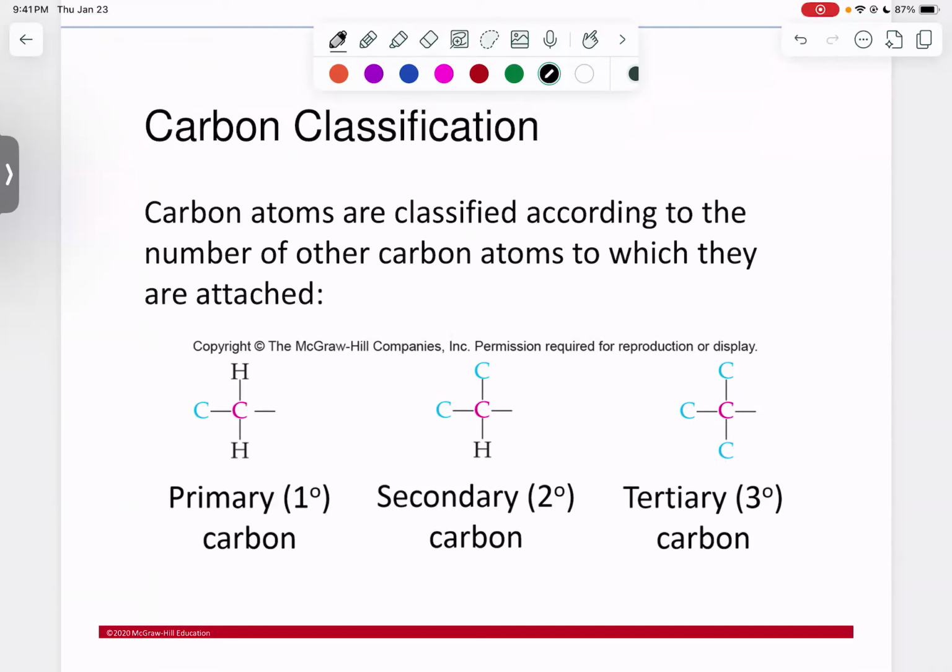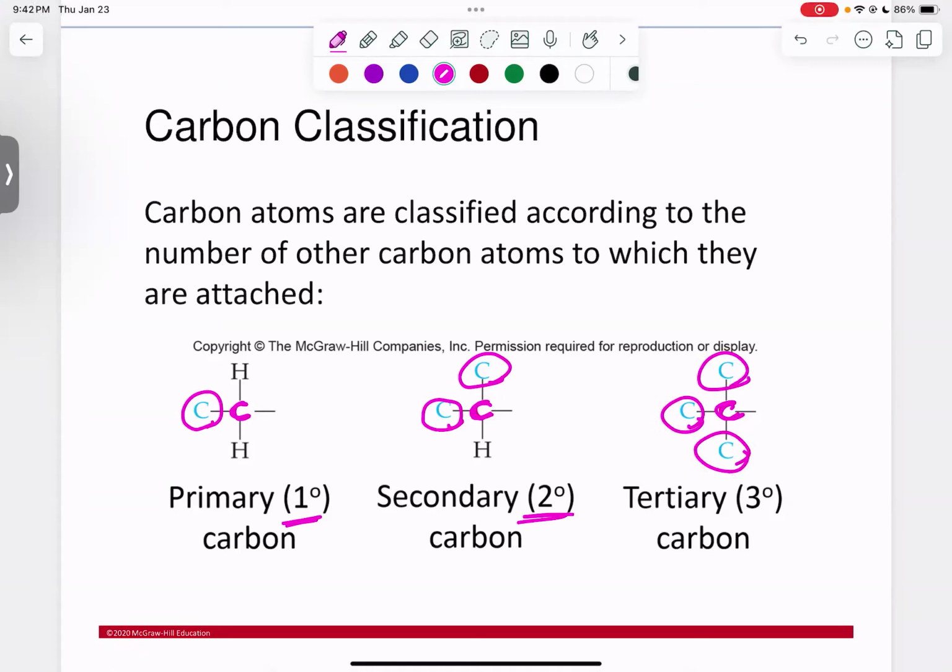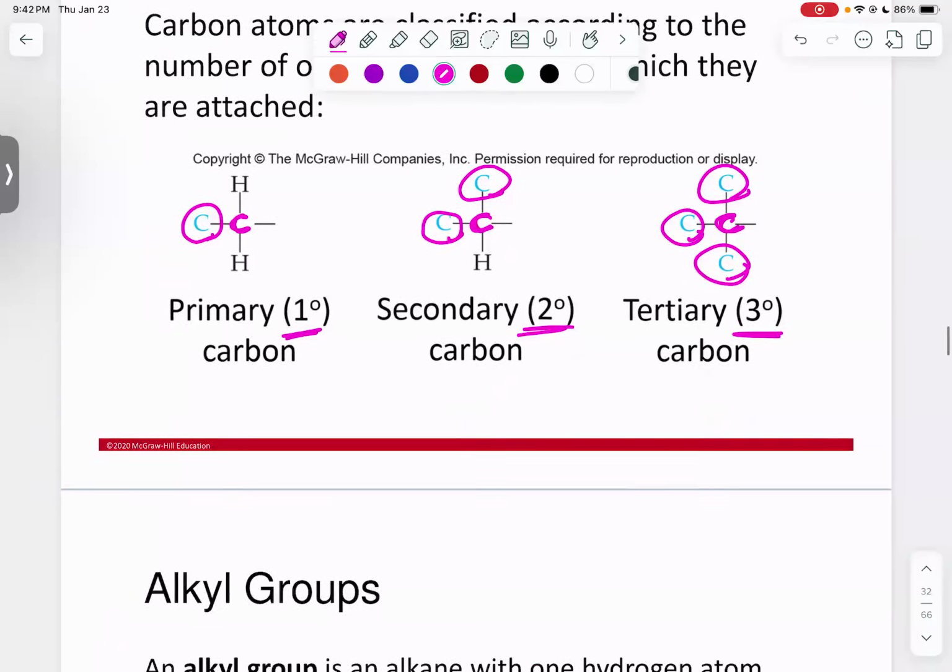So if we look at the pink carbons in each of these examples, my pink carbon in this case, here's my pink carbon, is attached to only one other carbon. So we call it a primary carbon. Here, my pink carbon is attached to two other carbons, so it's a secondary carbon. Here, my pink carbon is attached to 3 other carbons, so that would be a tertiary carbon. So it's just something to keep in mind, and this is going to be important in a little bit.